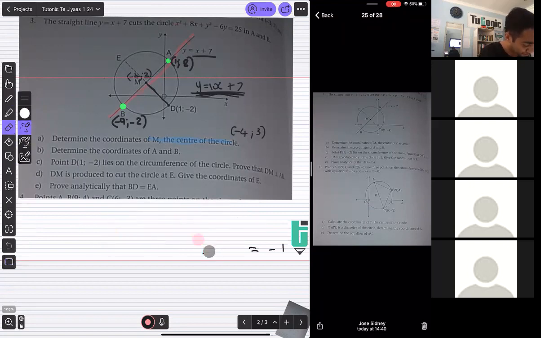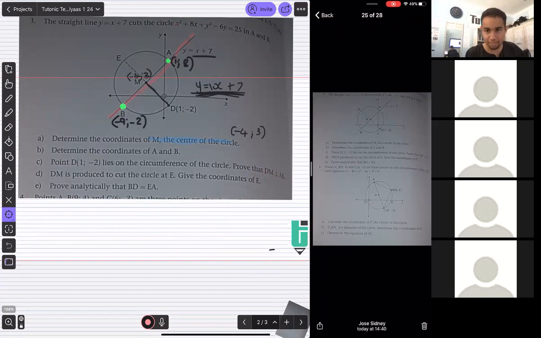So you guys see, the English is, this is perpendicular to that, but the maths is the gradients multiplied is -1. So you always have to translate, to the point that it becomes automatic in your mind, where if you read DM is perpendicular to AB, it automatically becomes, okay, the gradients multiplied is -1.